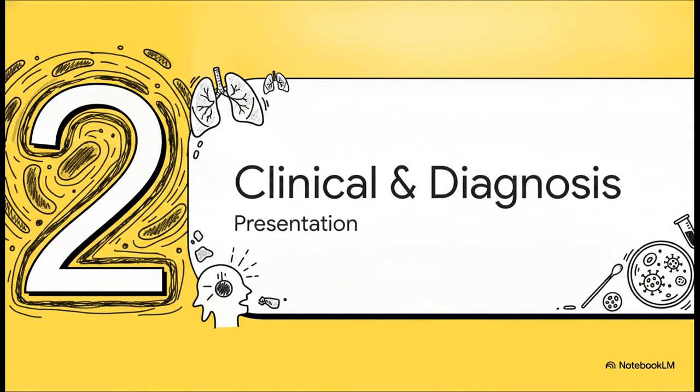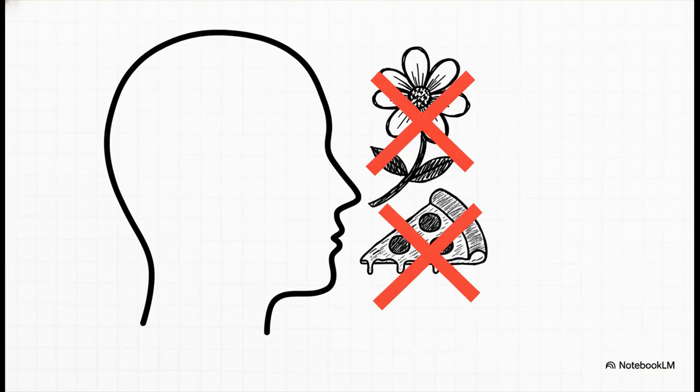Moving right along to Section 2, Clinical and Diagnosis. So, the virus has entered the cells and started replicating. Let's map out what this looks like clinically and how we reliably confirm the diagnosis. In a clinical vignette, you're definitely going to see the standard infectious symptoms, right? A 4 to 5 day incubation period followed by fever, a cough, maybe some dyspnea and myalgia.